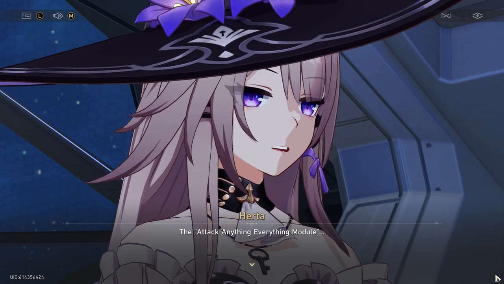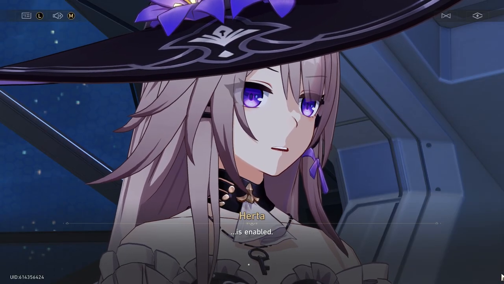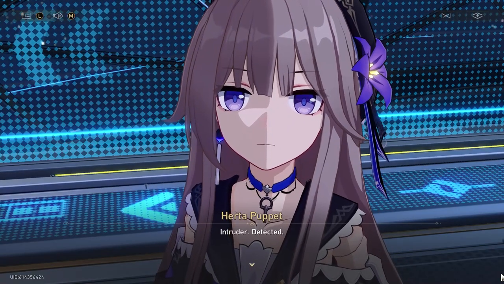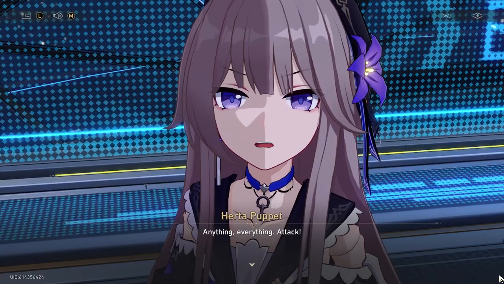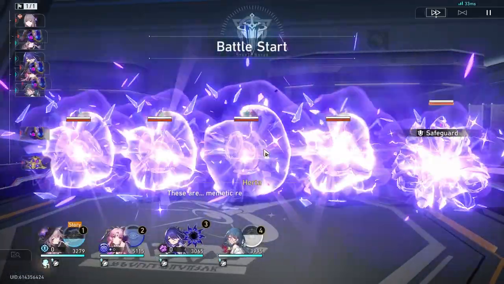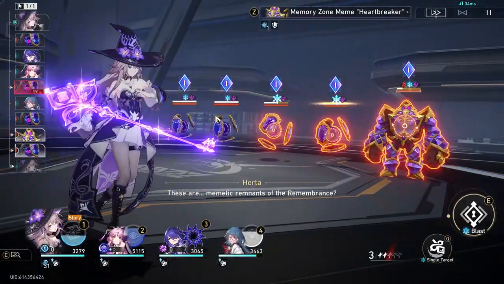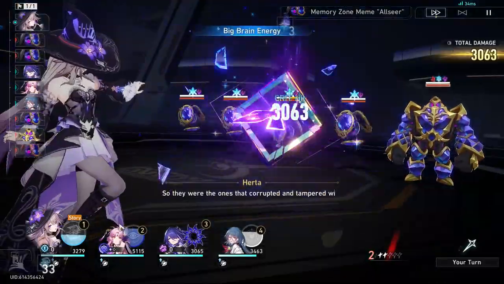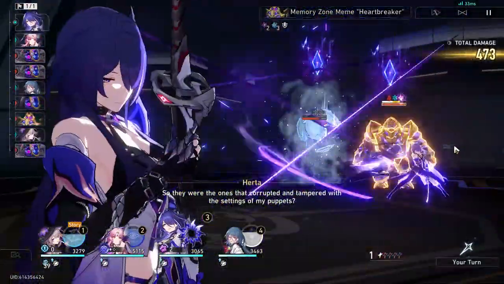The attack, anything, everything module. No, wait. Why? Do you even have such presets? Is enabled. Intruder detected. Threats. Come and help me, Mirror. Anything, everything, attack! These are hermetic remnants of the remembrance? So they were the ones that corrupted and tampered with the settings of my puppets?